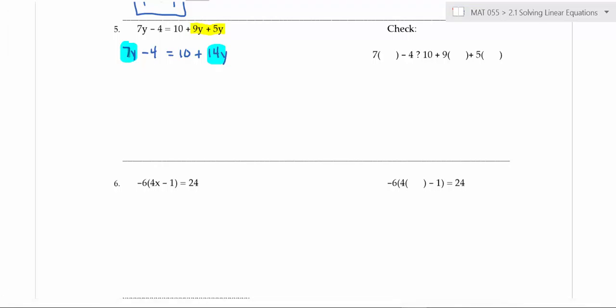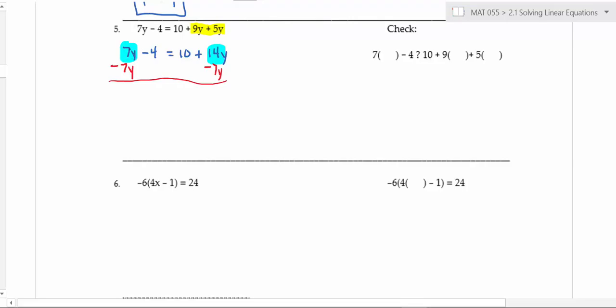You can get rid of the 14, you can get rid of the 7. It's your call. What I tend to do on this is show students to get rid of the number that's smaller, but you don't have to. So I'm going to make the 7y go away. So I'm going to subtract 7y from both sides. You can draw a line if you want to, okay?